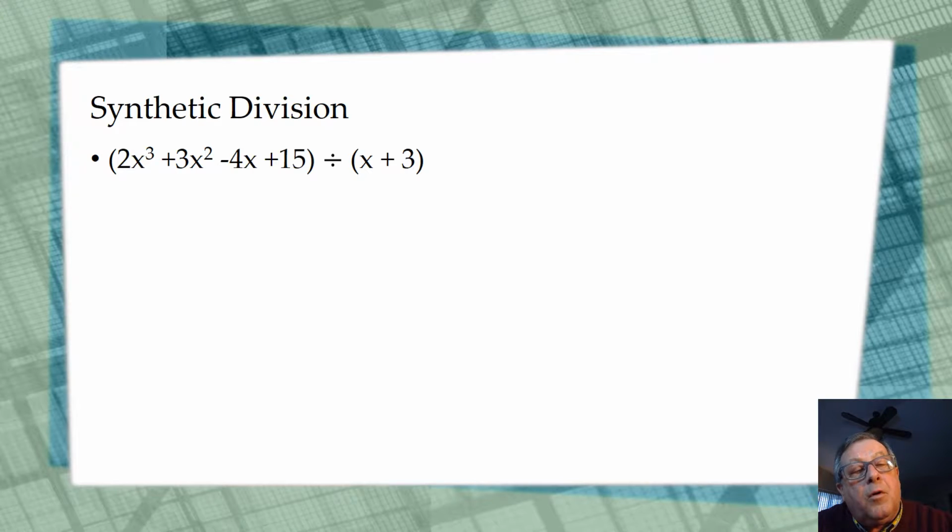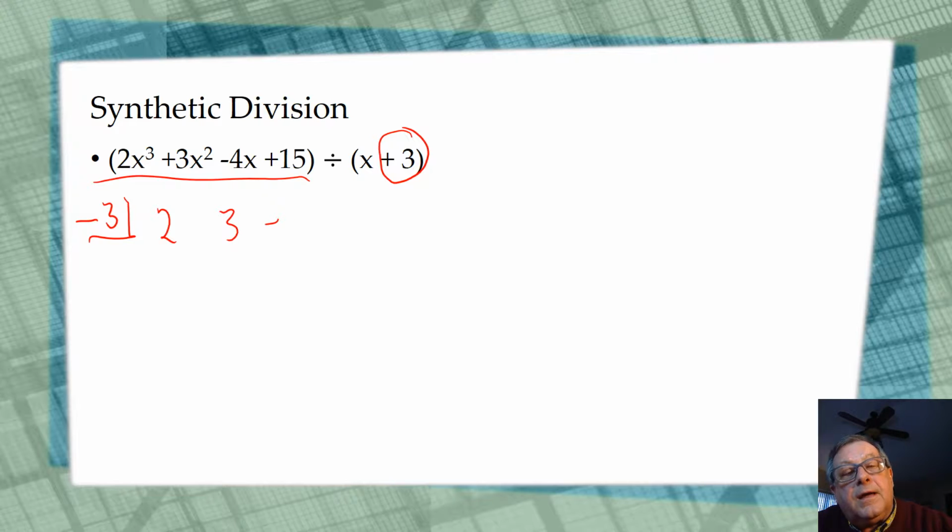I'm going to draw a little partial box. And I'm going to use the inverse of this constant out here in this binomial. So this is x plus 3. I'm going to put negative 3 in the box. That's important that I change that sign. And then I'm just going to write the coefficients of this polynomial. So I've got 2, 3, negative 4, and 15.